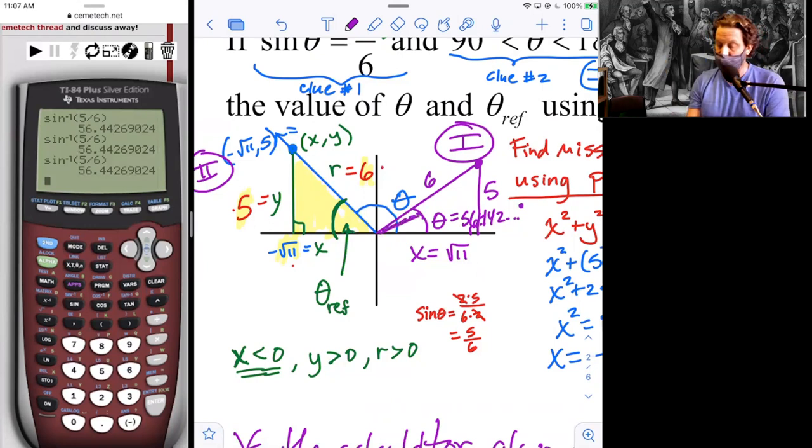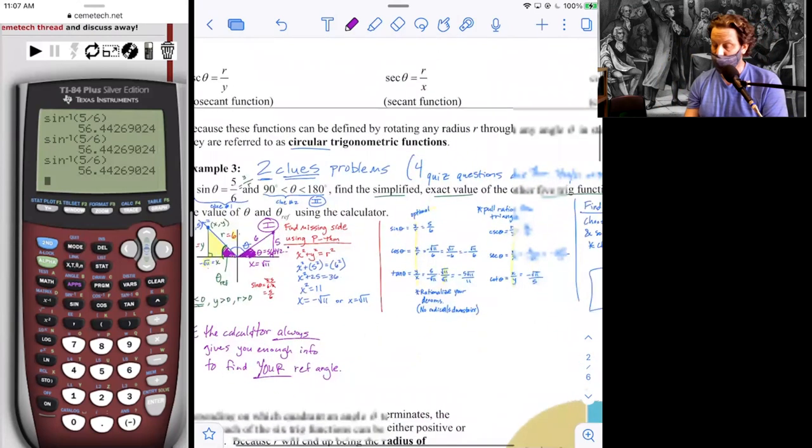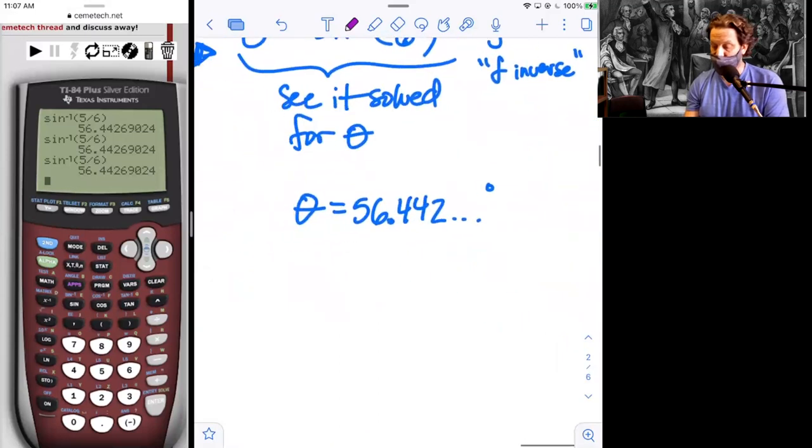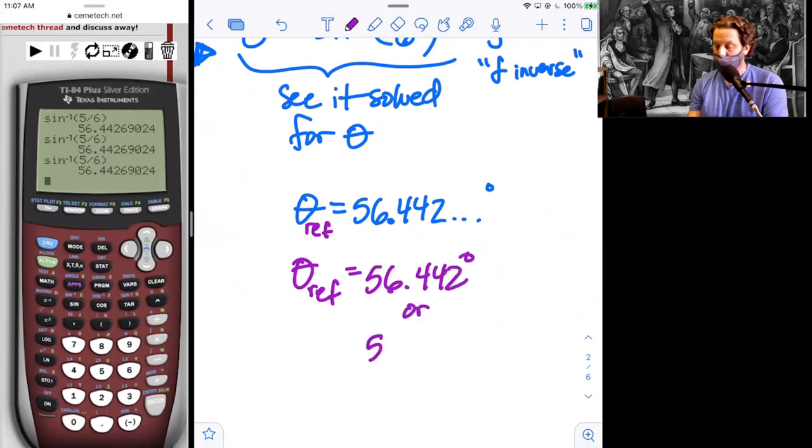So if this angle right here is 56.442, guess what this angle over here is? It's also 56.442, which is the what of our triangle? The reference triangle. So I'm just going to put theta ref on here. I'm going to answer theta ref is 56.442 or 56.443. I don't care if you round or truncate. Theta ref is 56.442 degrees or 56.443 degrees.